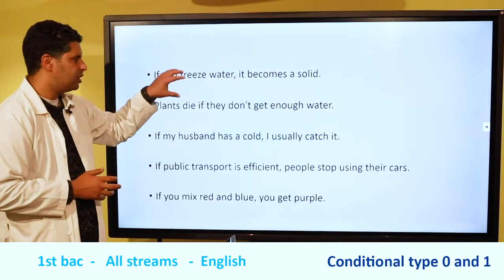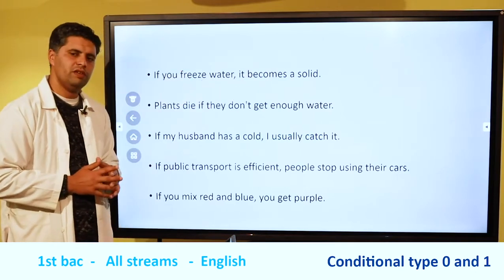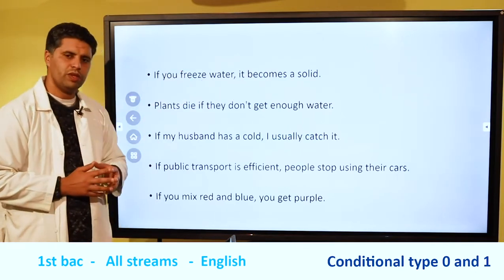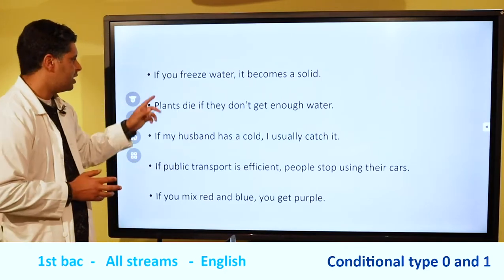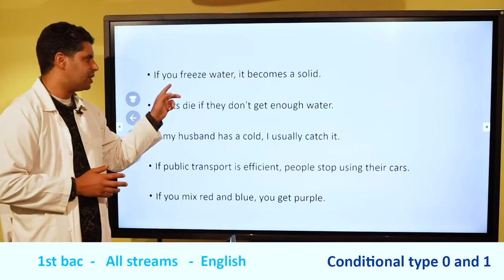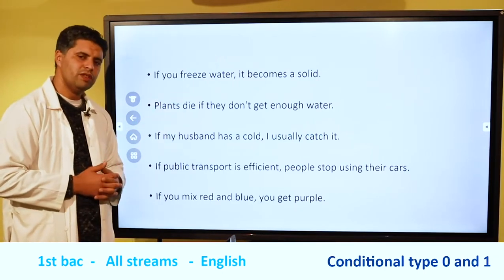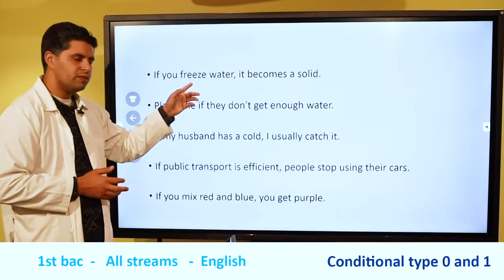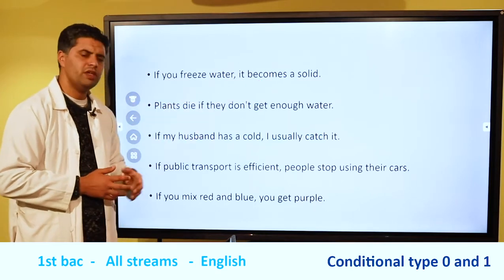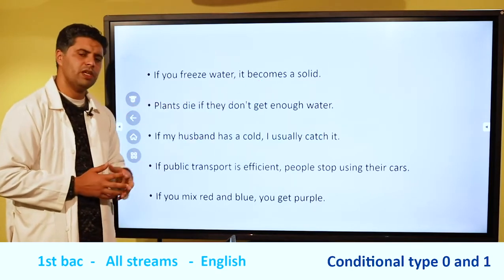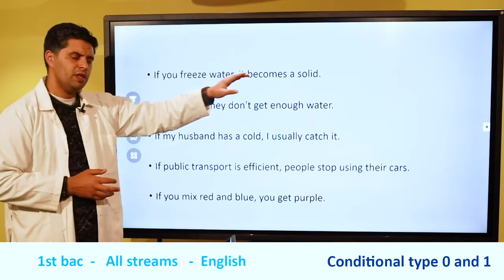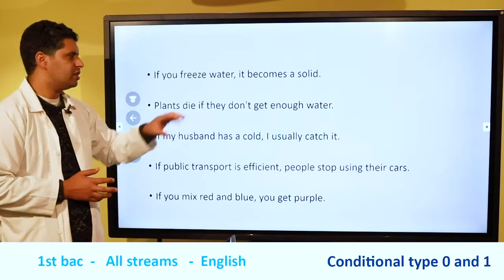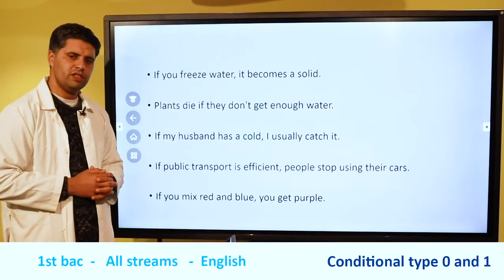Here we have the cause and the effect, the if clause and the main clause, as you can see. Two statements. We have the conjunction if plus subject plus the verb to freeze, which is used in the present simple. And here we have it becomes, the verb to become, which is also used in the present simple. So this is the structure of the conditional type 0.